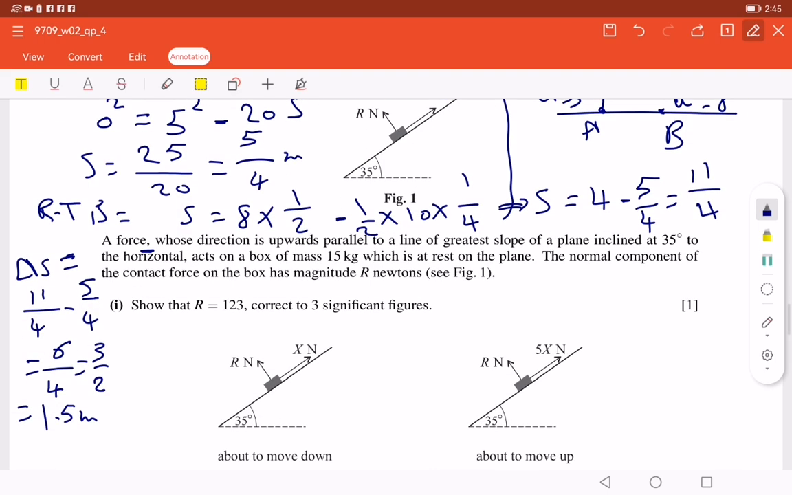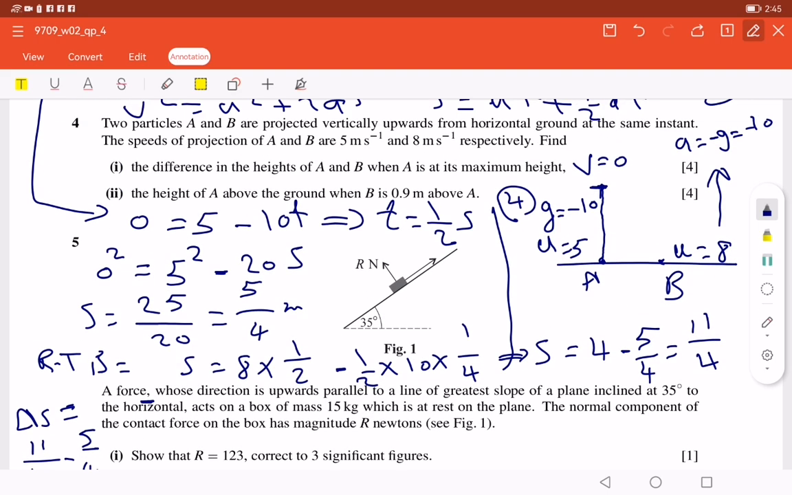The second item, double I, we need to find the height of A above the ground when B is 0.8 above A. 0.8 above A. Okay?